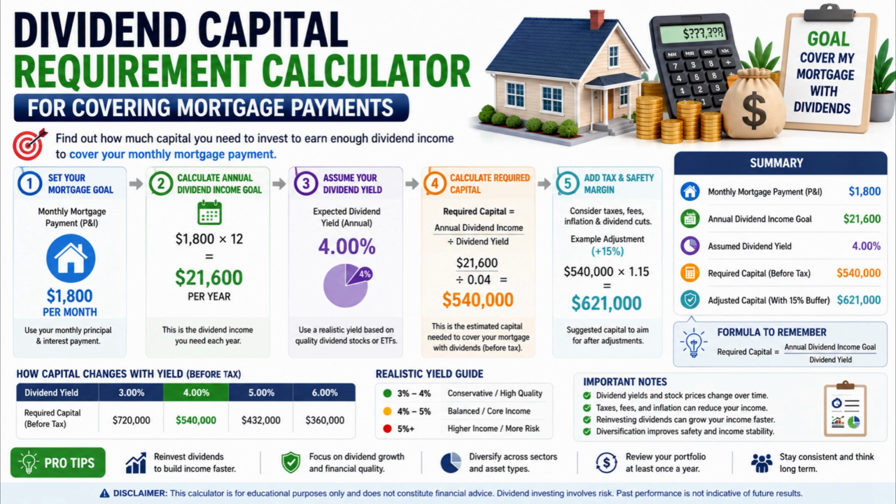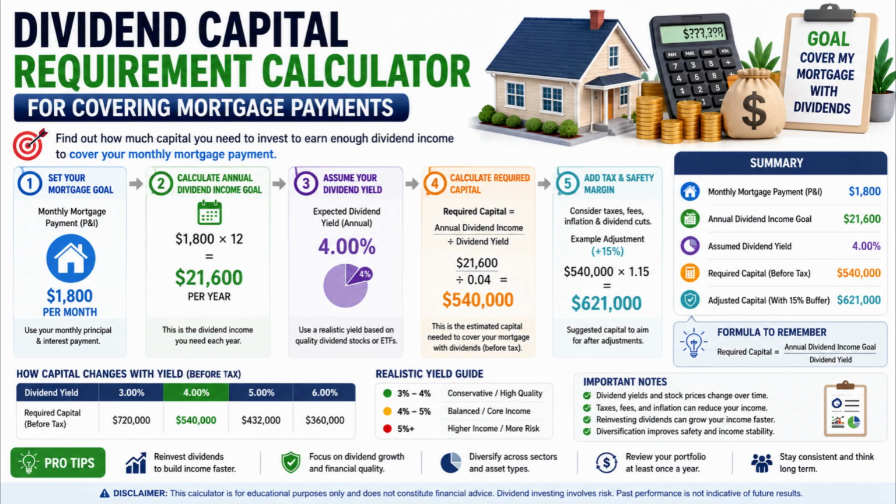In this video, we will discuss the Dividend Capital Requirement Calculator for covering mortgage payments and explain how to estimate the investment capital needed to generate enough dividend income to pay a monthly mortgage. First, begin by identifying your monthly mortgage payment. In this example, the principal and interest payment is $1,800 per month. Using the regular mortgage payment rather than the full property value helps create a clear monthly dividend income target.